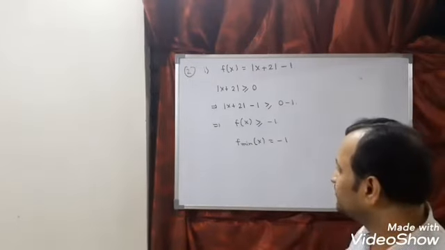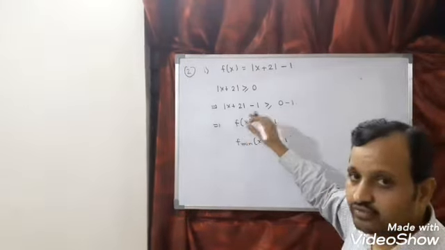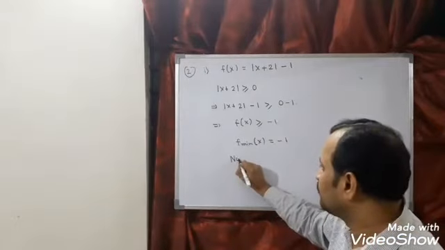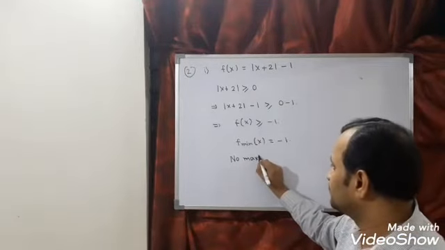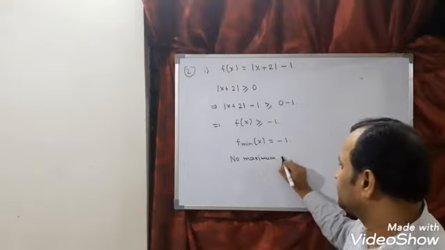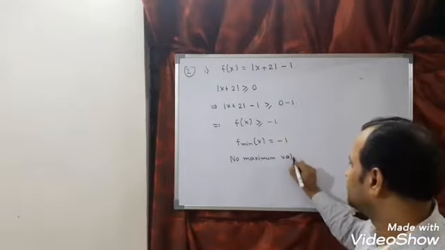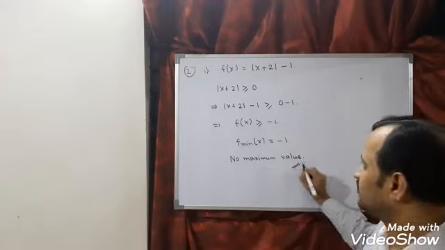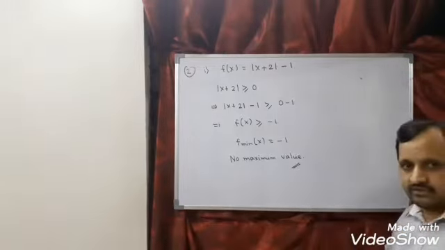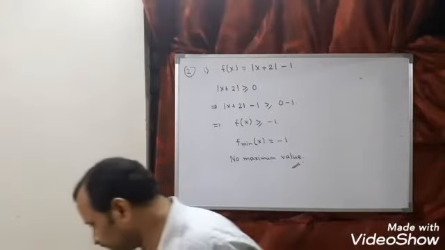And what about the maximum value? This value will tend to infinity. So I can say there is no maximum value. So the function will have a minimum value which is equal to minus 1 and there is no maximum value. Clear? Next question.